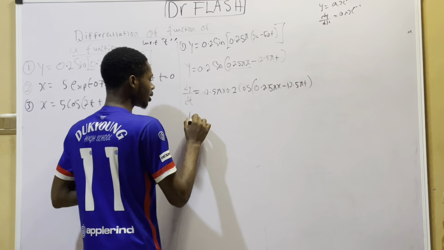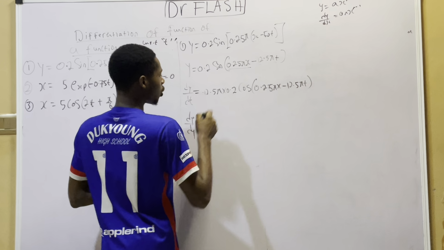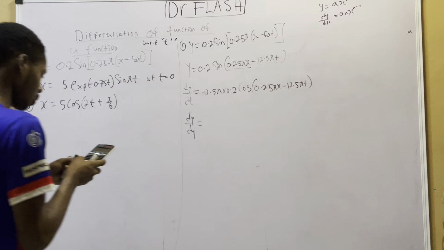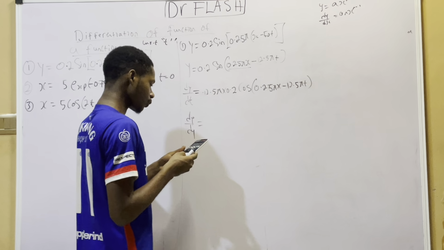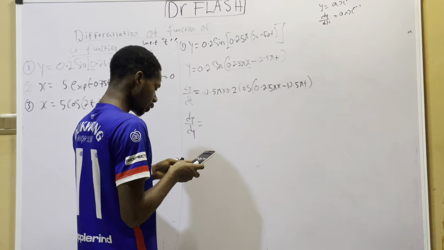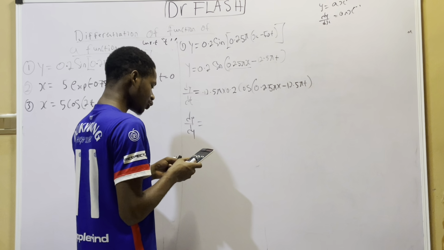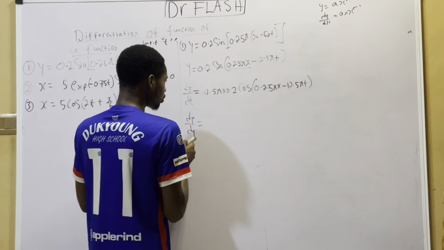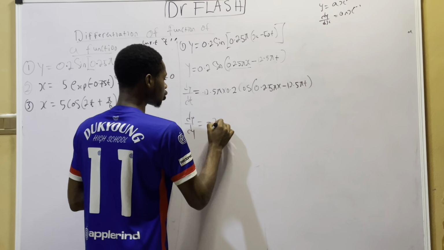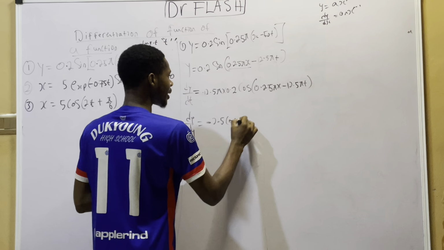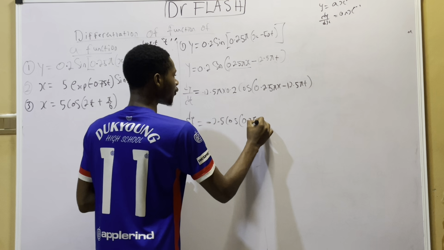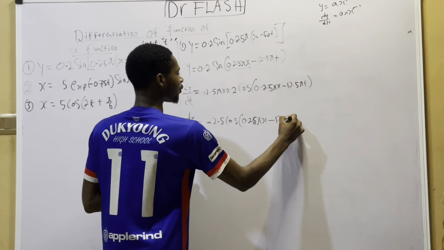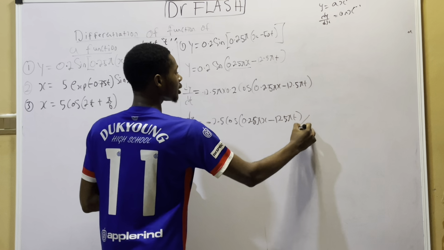So simplify, therefore dy over dx will be equal to, when you multiply minus 12.5 times 0.2, okay, 12.5 times 0.2, that's going to give us 2.5. So we get minus 2.5 cosine 0.25 pi x minus 12.5 pi t. Okay, so that is our answer.